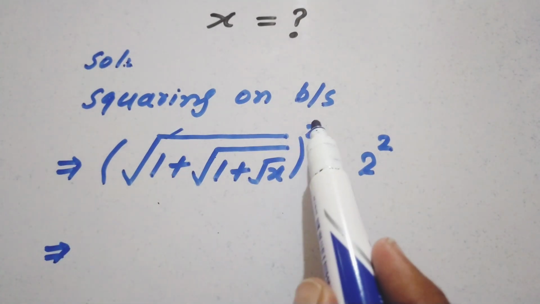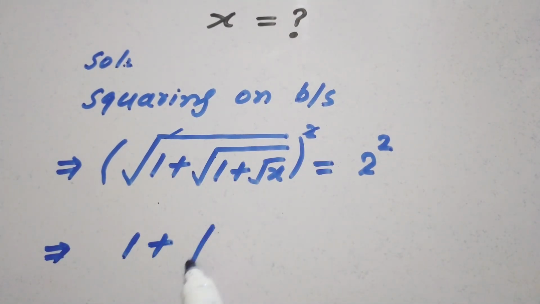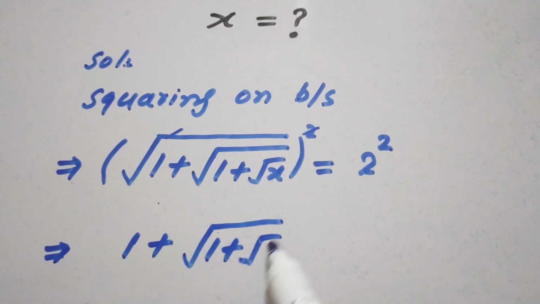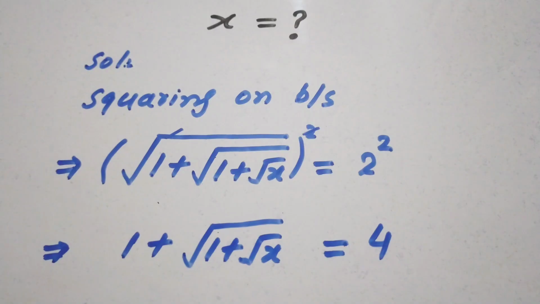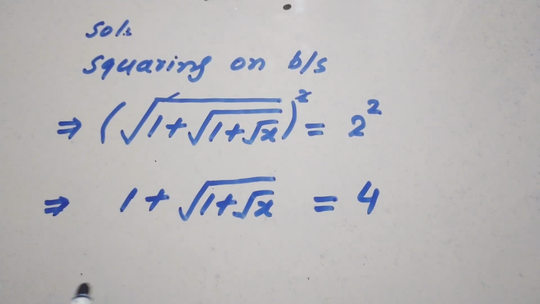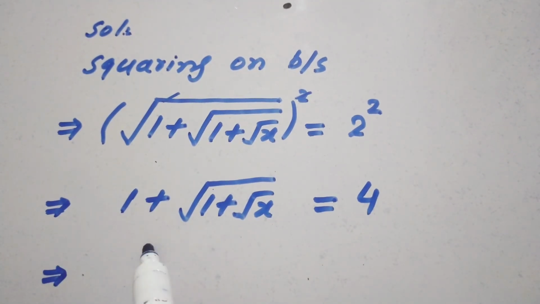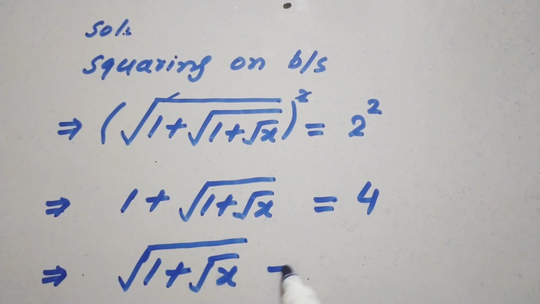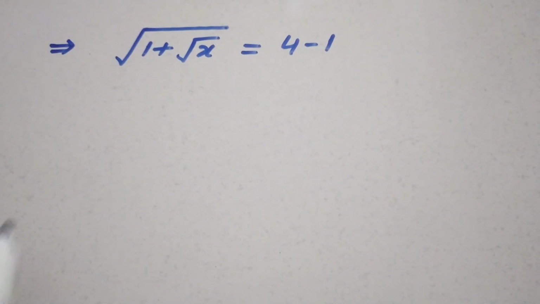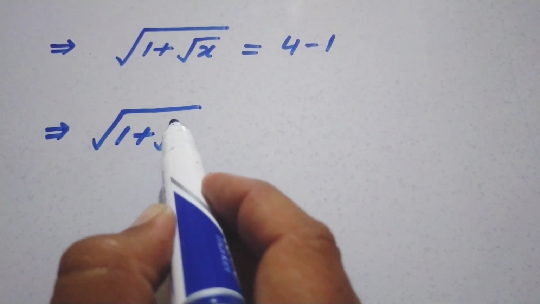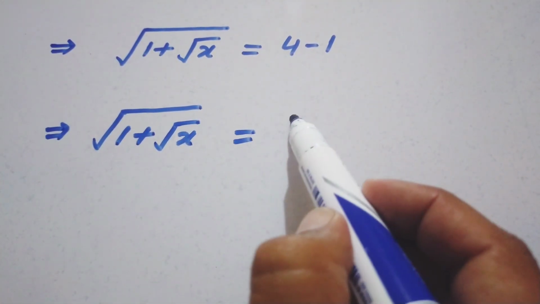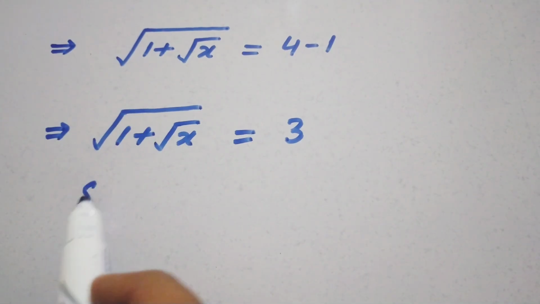This square root will cancel with this square, and here 1 plus square root 1 plus square root x will be left, is equal to 2 square, which gives us 4. Now moving 1 from the left hand side to the right hand side, this equation will become square root of 1 plus square root x is equal to 4 minus 1. Now square root of 1 plus square root x is equal to 4 minus 1, 3.